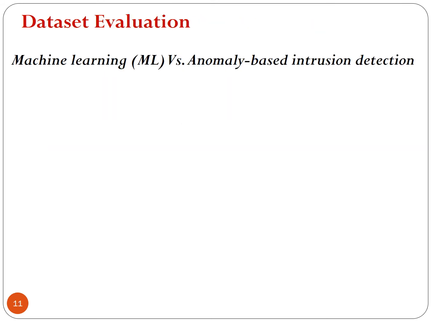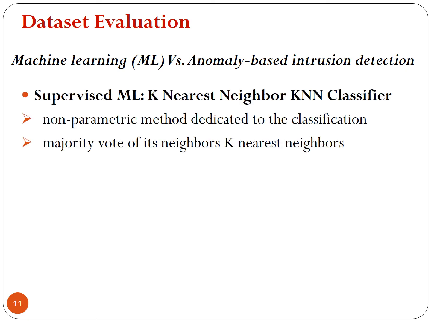Let's move right now to machine learning versus anomaly-based intrusion detection. Machine learning methods can be used for anomaly-based intrusion detection. The model provided by the supervised learning process can make predictions on new data instances. K-nearest neighbor, KNN prediction, is a non-parametric method dedicated to classification. The essential principle is that a sample is classified by a majority vote of its neighbors from a training sample, with the sample value being assigned to the most common class among its K nearest neighbors.